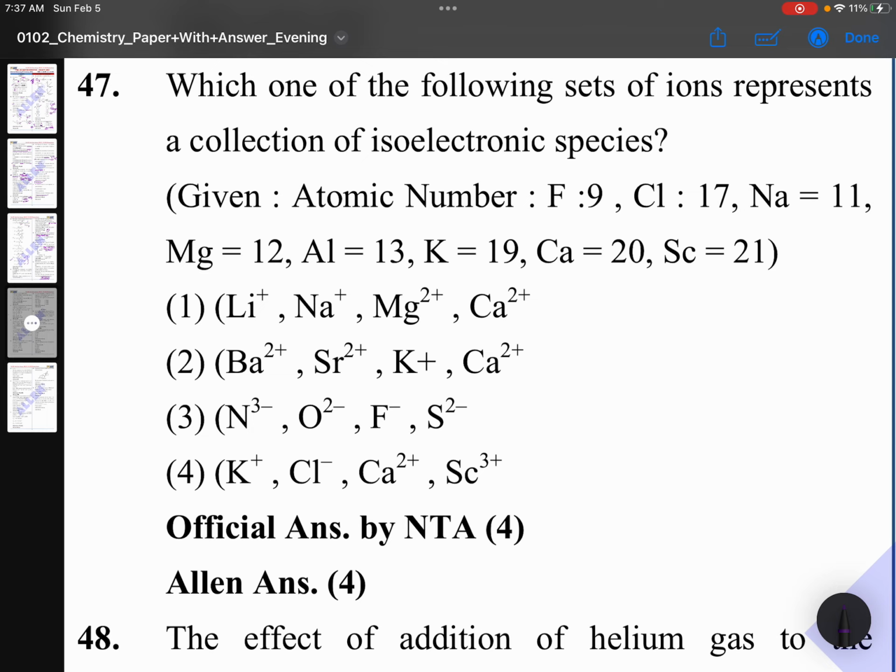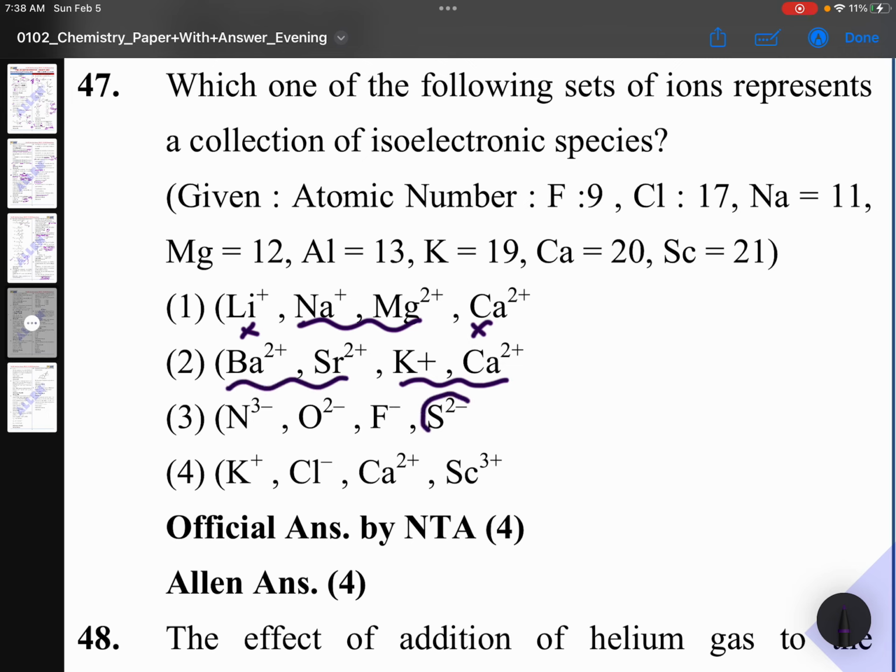1st February, second shift JEE Mains paper we were discussing. Which one of the following sets of ions represents a collection of isoelectronic species? Easy question. Sodium plus, Mg plus 2 are okay, but these won't come into this list. You can see barium, strontium, potassium. These two are okay, these two won't come.